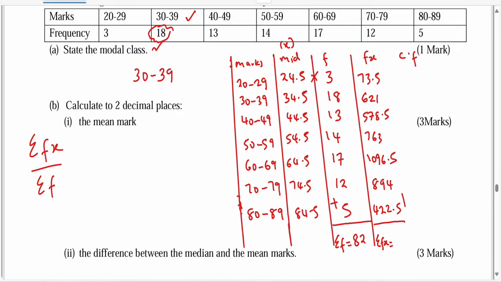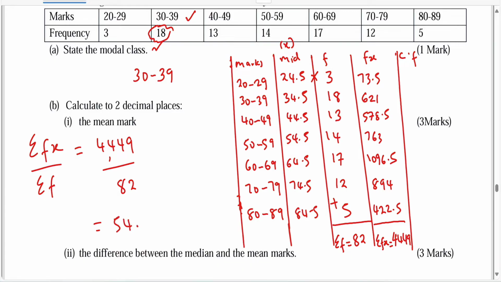So let me just leave another space here and draw another line. So basically, the sum of fx is around 4449. So sum of fx tumesema ni 4449 divided by the sum of f, which is 82. So you need to correct 2 decimal places afterwards. So divide by 82 na imenipa 54.26. So that is your answer.